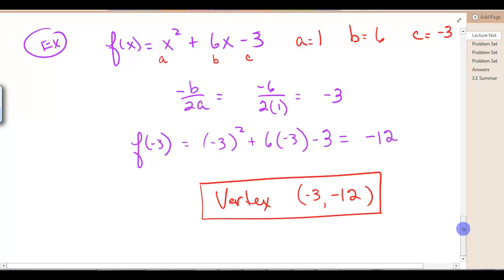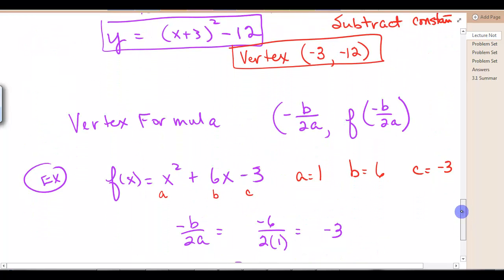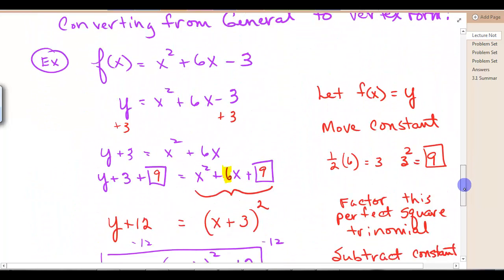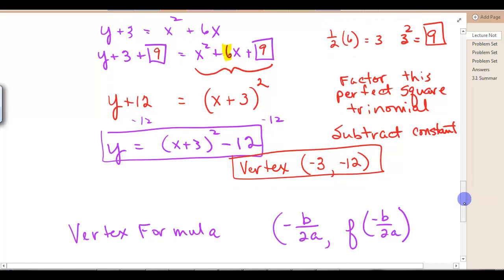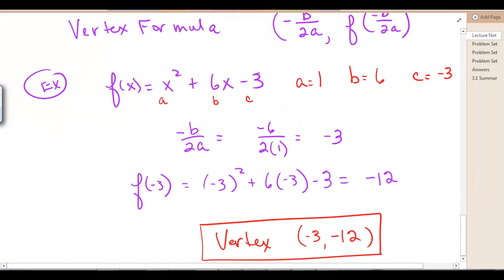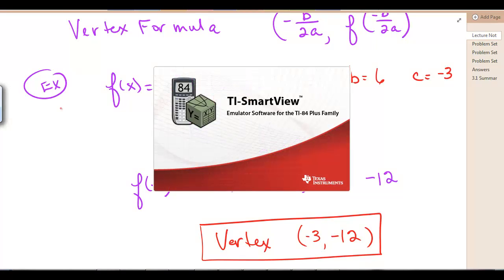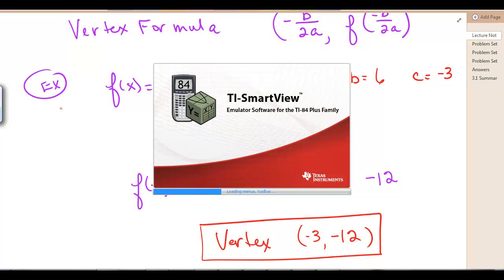And I believe I made sure we did the same one. So here we started out with that and we converted it to this form and got that vertex. Here we used the vertex formula and we did that. Now the other way that you could do this would be to use your calculator. I'm going to have my calculator come up so that we can do this one on there and make sure that you are aware of that as well.